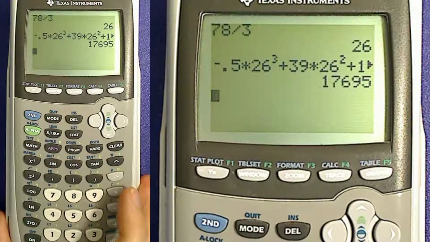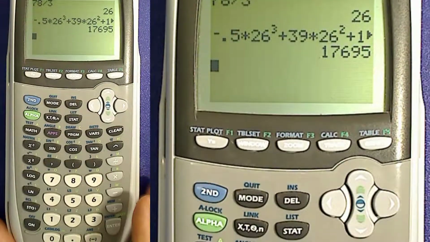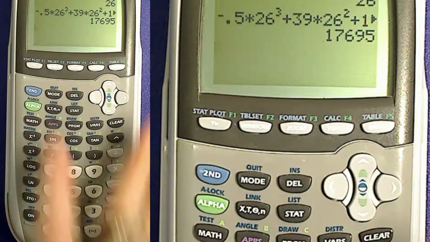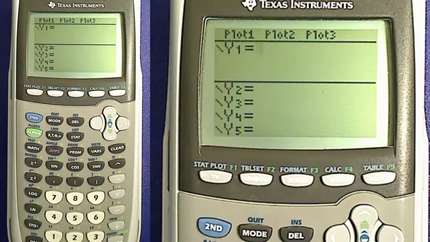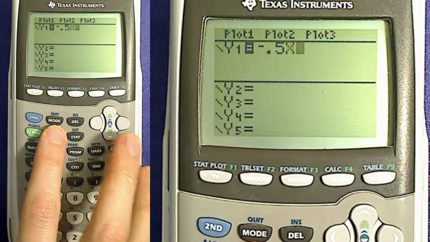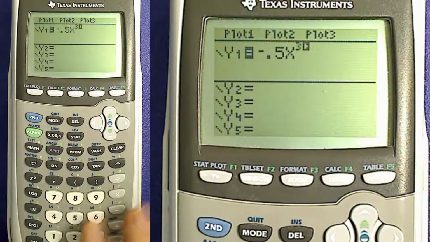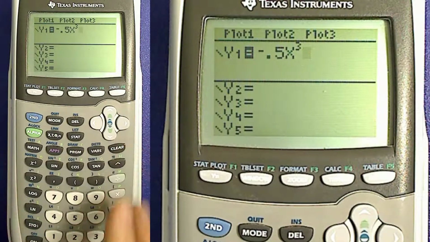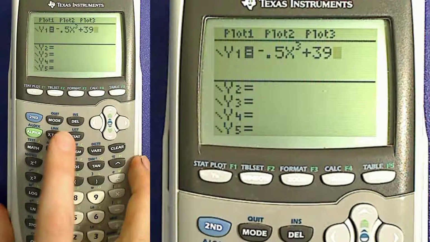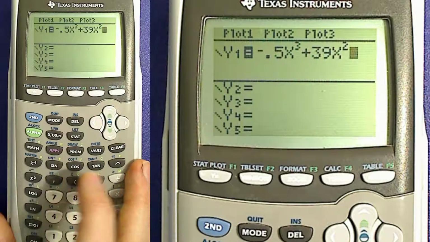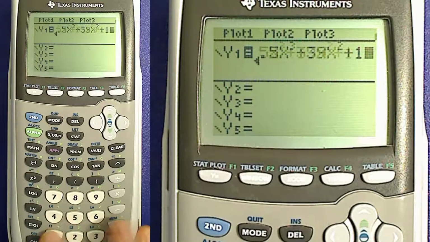Okay. One option is to go to the y equals screen and clear out whatever else happens to be in there and type in the function that you want, which in this case was negative 0.5 x to the power 3 plus 39 x squared plus 119.